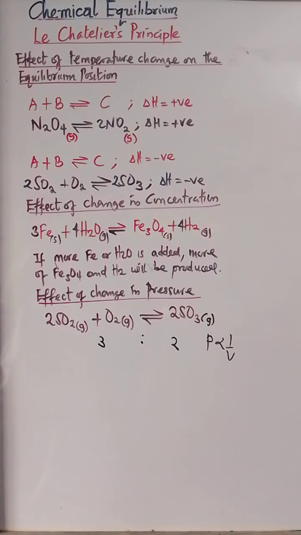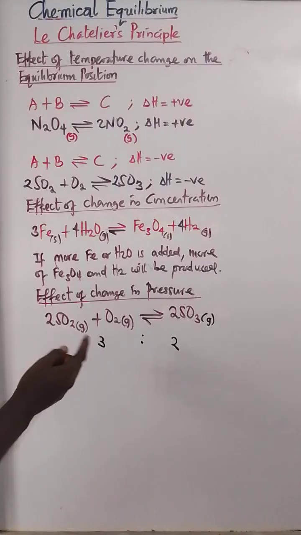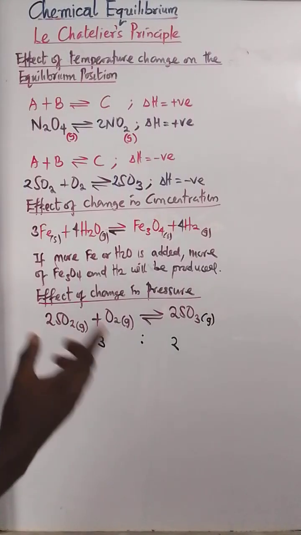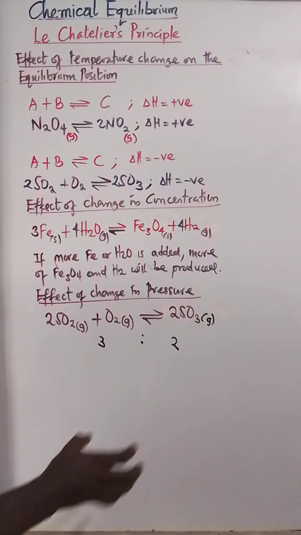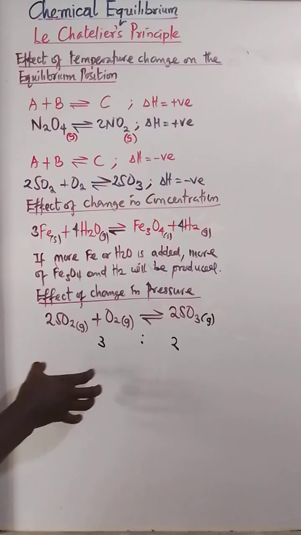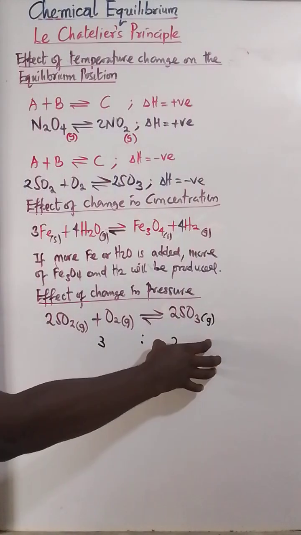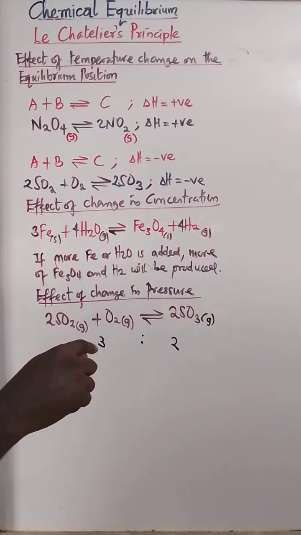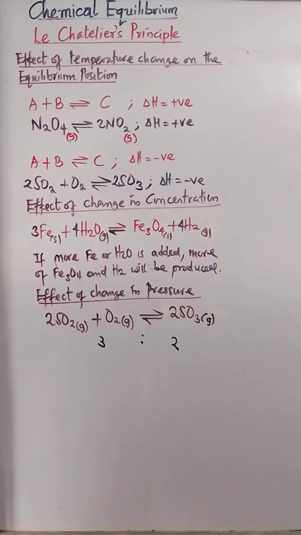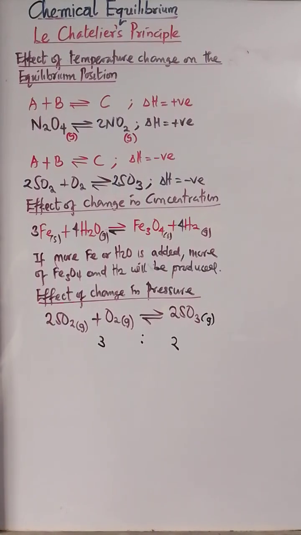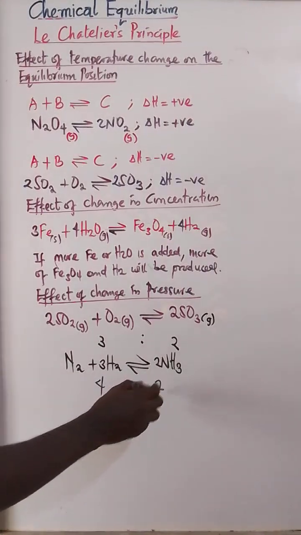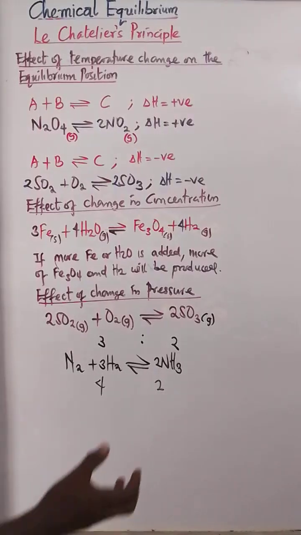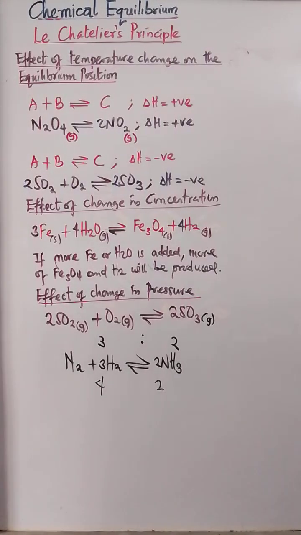We can even use the concept of number of moles to explain. So we should not use volume this time around. We know the more the number of moles, the more the pressure. So here is 3 to 2. So the pressure here ordinarily is more than the pressure here. So this one has low pressure, this one high pressure. So if we increase the pressure, it will move to the side with lower pressure. And if we reduce the pressure, it will move to the side with higher pressure. Let us take another example. So this is 1 plus 3, 4 to 2. So if we want to get more of ammonia, we need to increase the pressure.